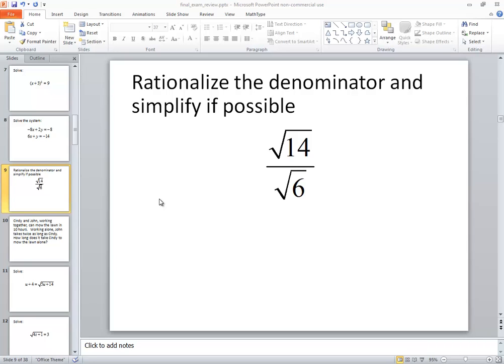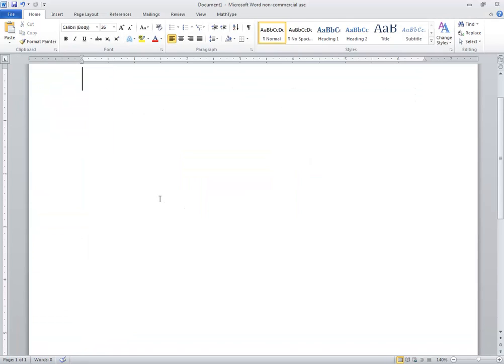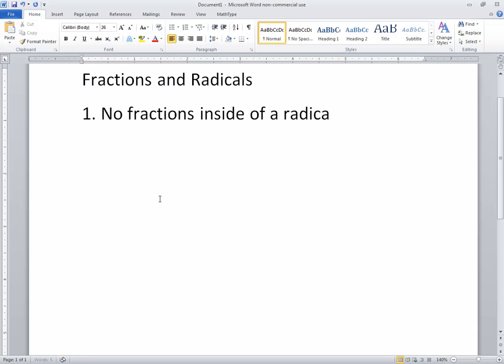In this problem, we want to rationalize the denominator and simplify if possible. Well, let's talk about fractions and radicals. In general, when talking about fractions and radicals, there's to be no fractions inside of a radical. And the second one is no radicals in the denominator. Those are our two criteria for working with fractions and radicals.